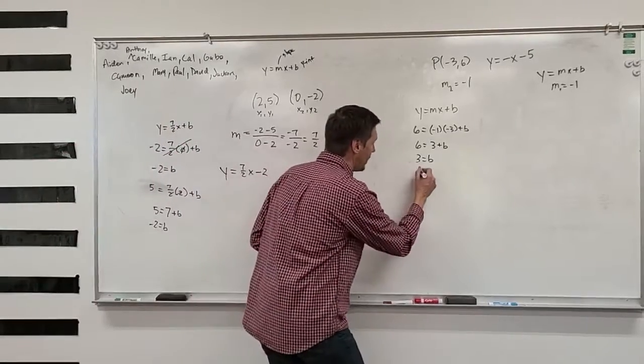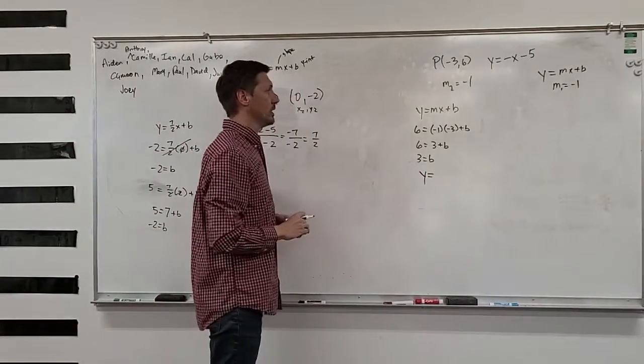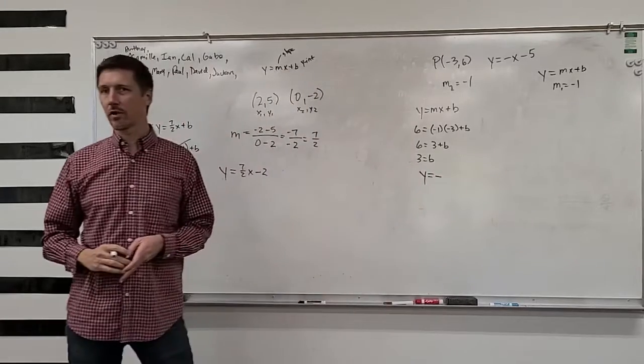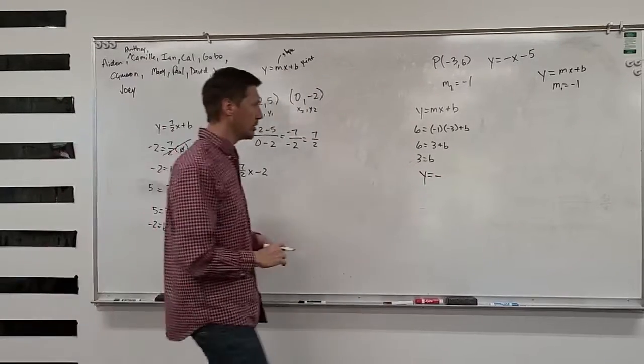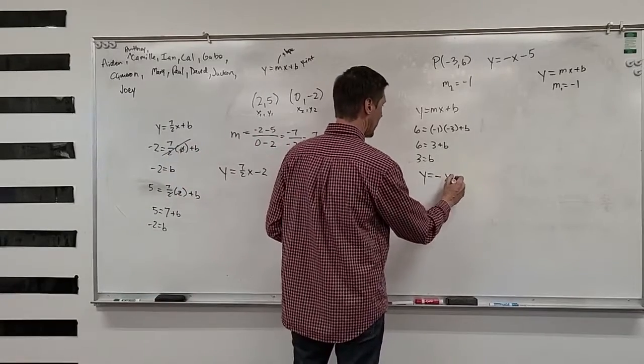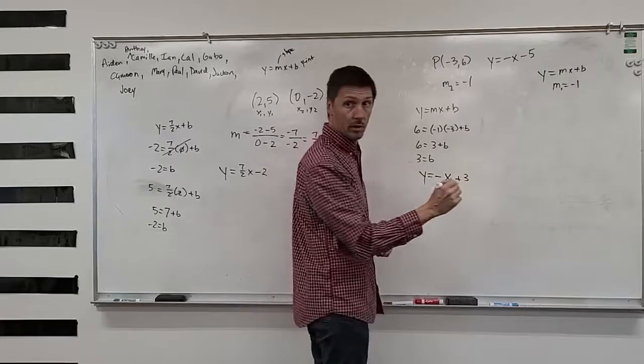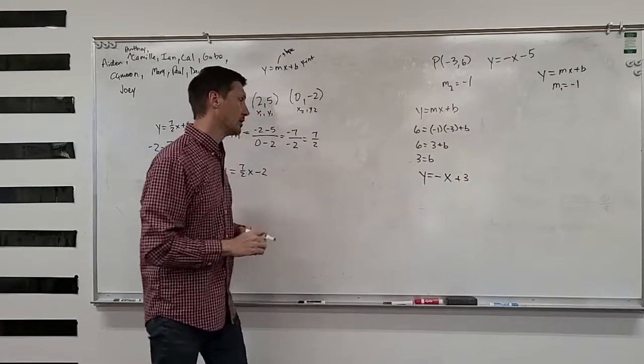So y then equals m, which we said was -1, and when you've got a -1 in front of a variable, you don't write the 1, right? The 1's always understood. So we just say y equals -x plus b, which is 3. Is that what you said? Plus 3? Okay, plus 3. So that would be our final equation.